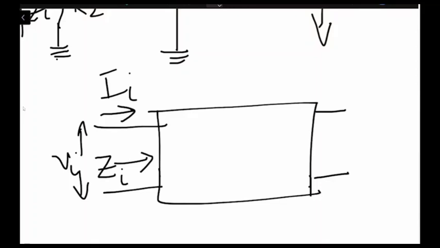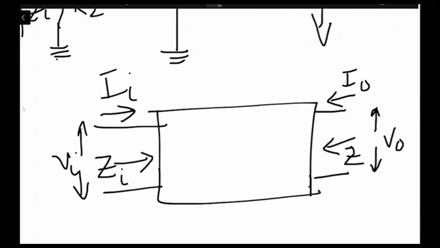Similarly, when we look from the output side, the current flowing into the system is I naught. From the output side, the voltage obtained is V naught. And when looking from the output side, the impedance of the system is Z naught.